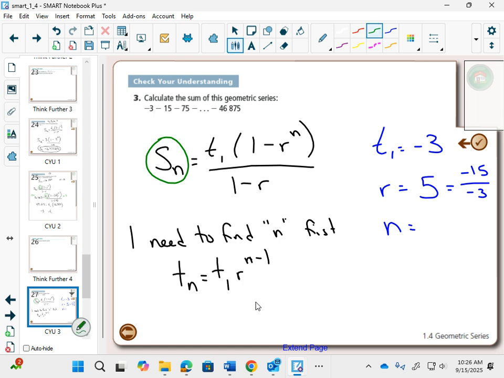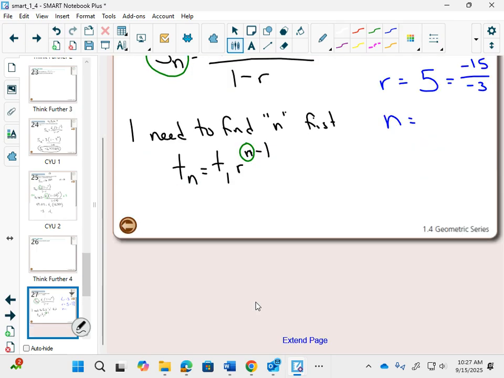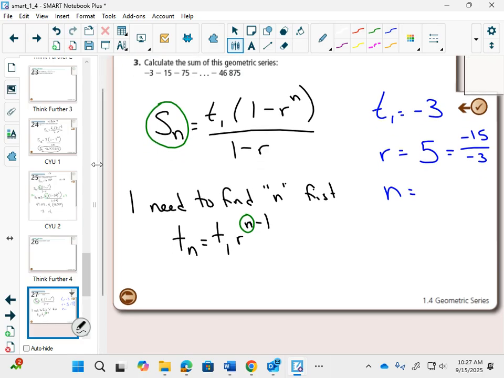And now I would want to find n. I already know term 1 and r. Do I know the last term? I do. So I can use this formula because I know that whatever n is, that last term is -468,75. I know my term 1 is -3. I know my r is 5, to the n minus 1. And now I have an equation where I can solve for n.